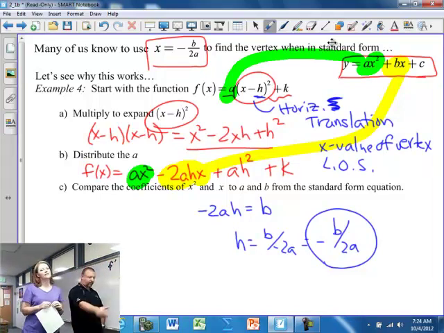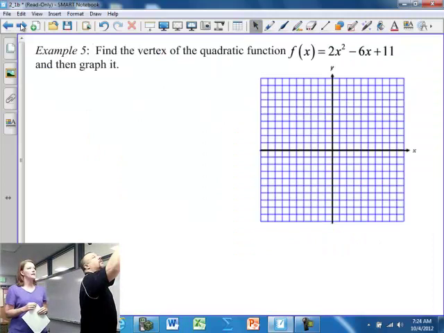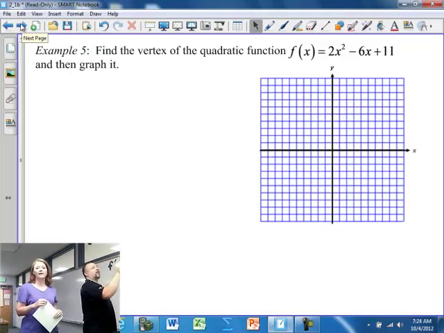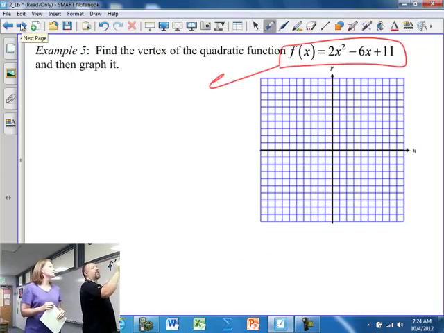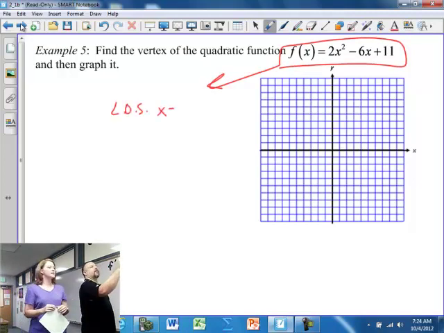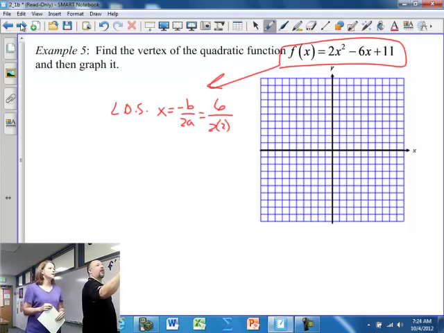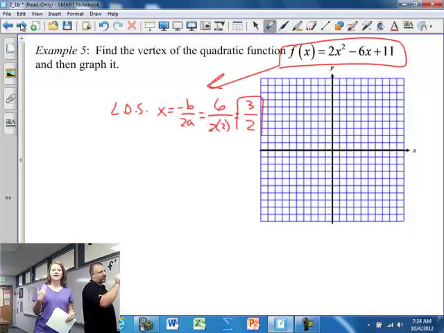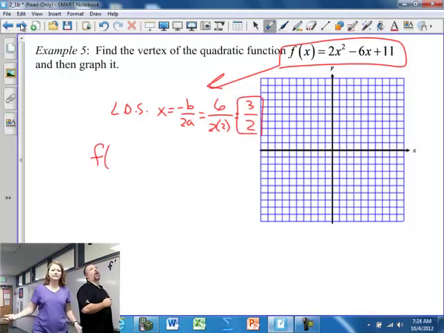Okay, fast forward. Let's see how this works. Since we have this in standard form, we know the a, the b, and the c, and we're going to go ahead and find our vertex. We start with the line of symmetry is x equals negative b over 2a. So that would be the opposite of negative 6, so positive 6, over 2 times 2, which is 4. So 6 over 4 is 3/2. Oh my goodness, a fraction. Okay, so the x part of our vertex is 3/2.